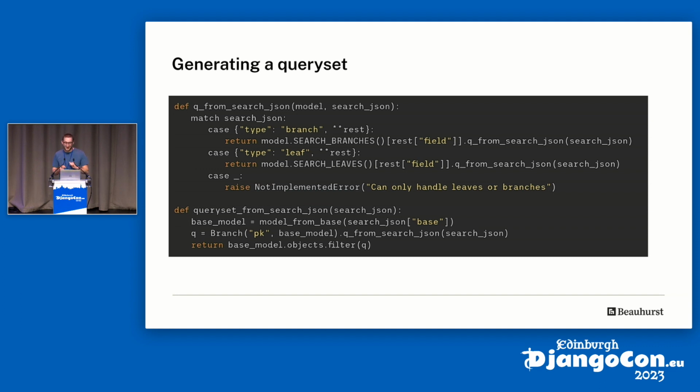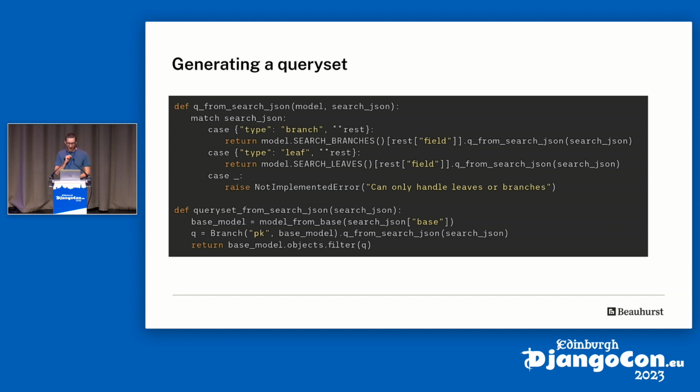I probably should have named these things differently to make it a bit clearer. Within that method, on a branch, we then end up calling this Q from search JSON function again. So that's how the nesting is happening. That's the iterative process for building this nested set of Q objects which have a load of subqueries within them in order to go through your various models.